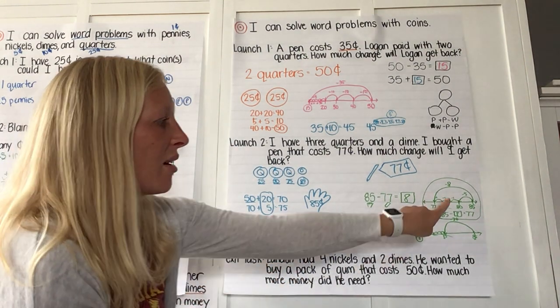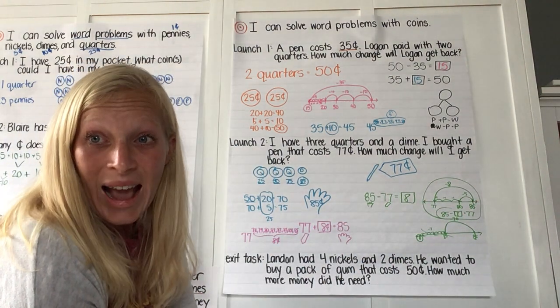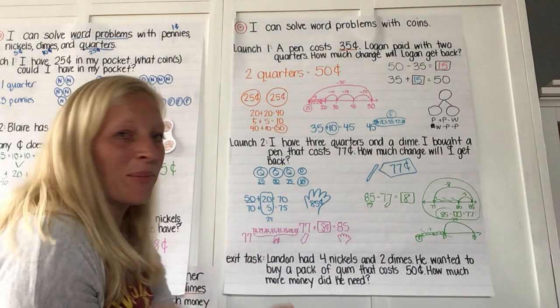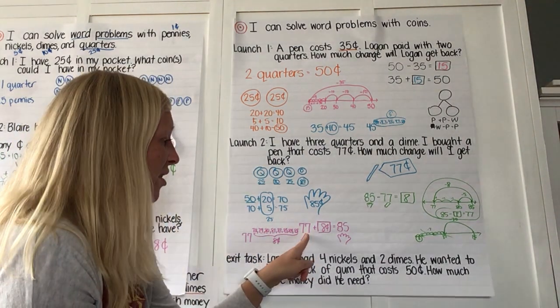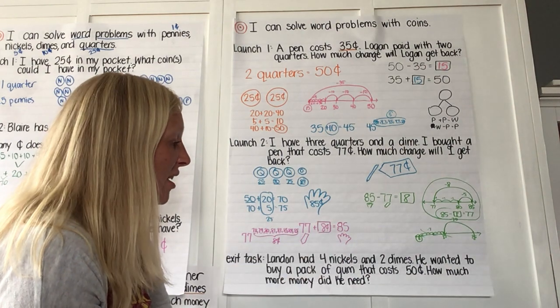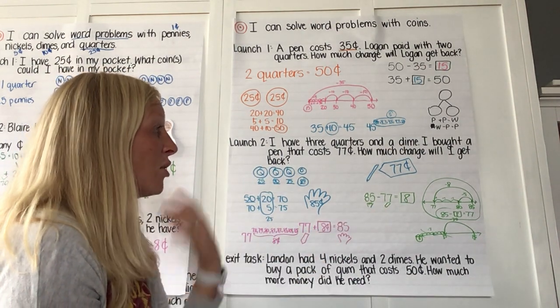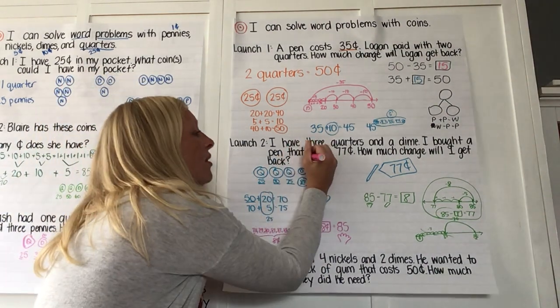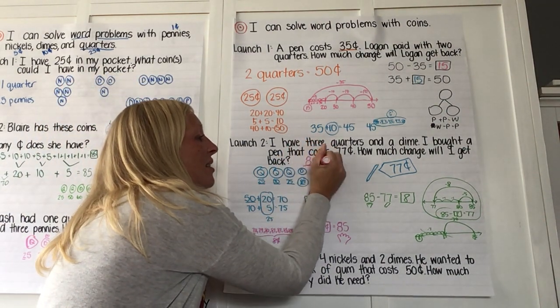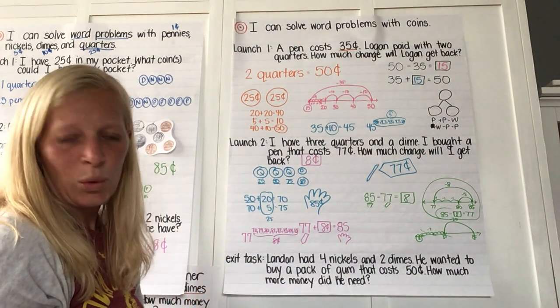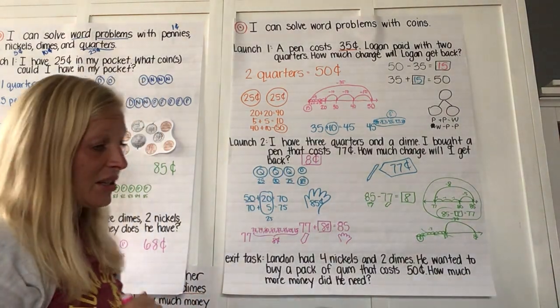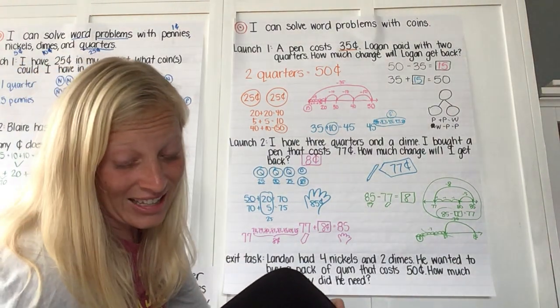So whether we're counting backwards and taking away, or we're counting up and starting at the price and going to what we've given, we're finding that the unknown is the same answer. So how much change will I get back? I'll get back 8 cents. Ooh, that's tricky. I'm going to send you all off with an exit task, and we'll talk about it when we come back tomorrow.